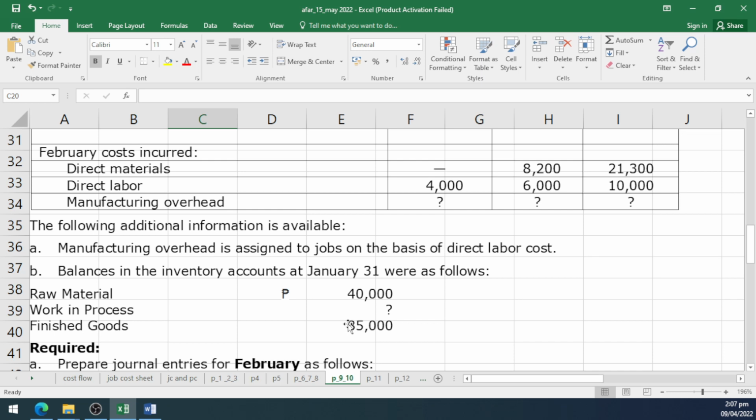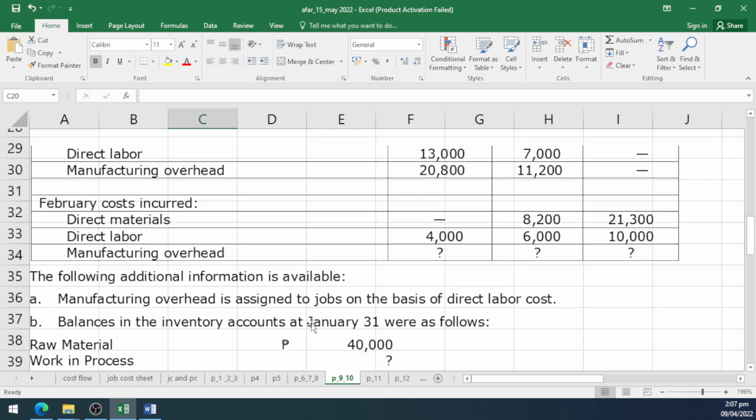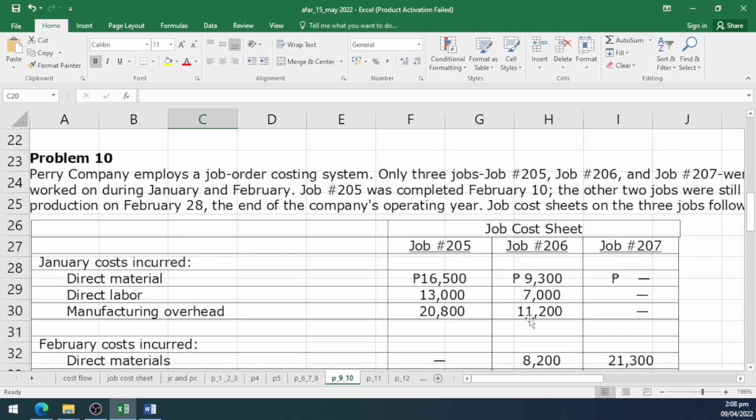It says here that the overhead is assigned to jobs on the basis of DL cost. This must be normal costing. At January 31, the balances of the inventories are the following. For raw materials, 40,000. For finished goods, 85. Then for work in process, this is it. You may wonder why it was not placed there. When they ask you, this is it: 205 and 206. Okay?